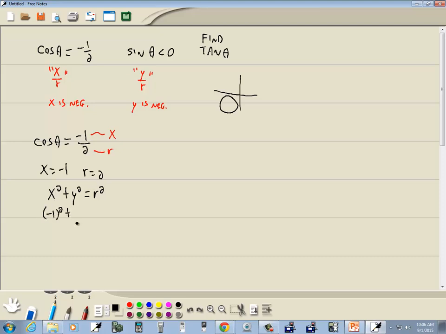So we've got negative 1 squared plus y squared is equal to 2 squared. We'll plug in 2 in for the r. Negative 1 squared is 1 plus y squared is equal to 2 squared, which is 4. Take the 1 to the right side. So we've got 4 minus 1. Or y squared is equal to 3. Now square root property says you drop your squared and you put a plus or minus square root on the other side. So we get square root of 3.